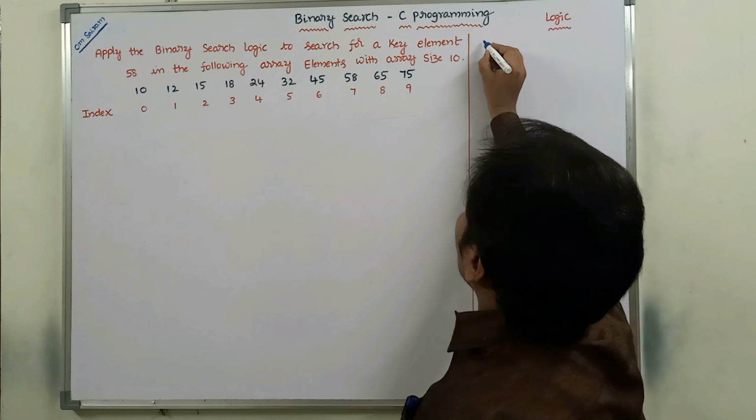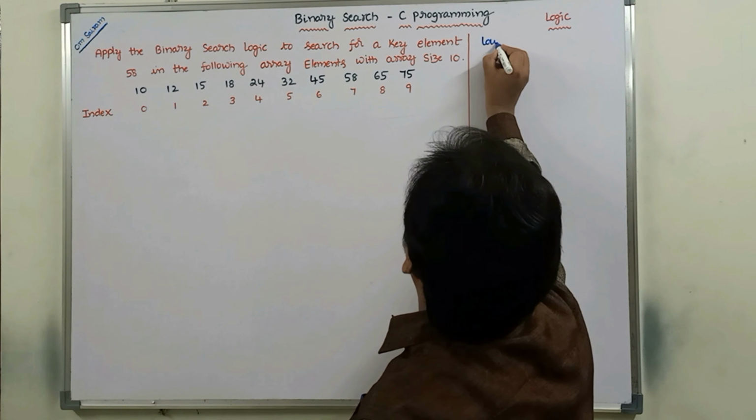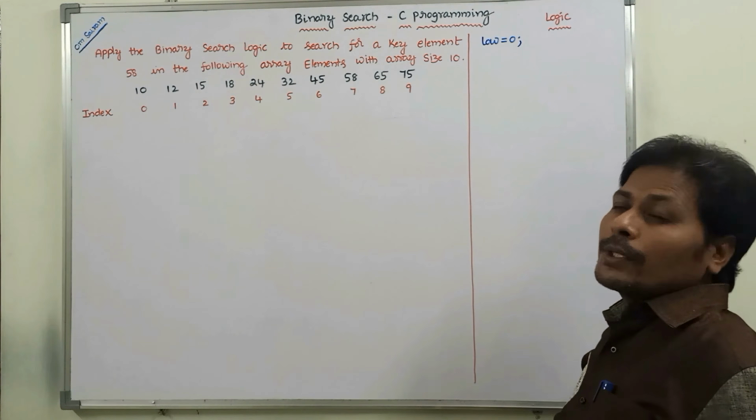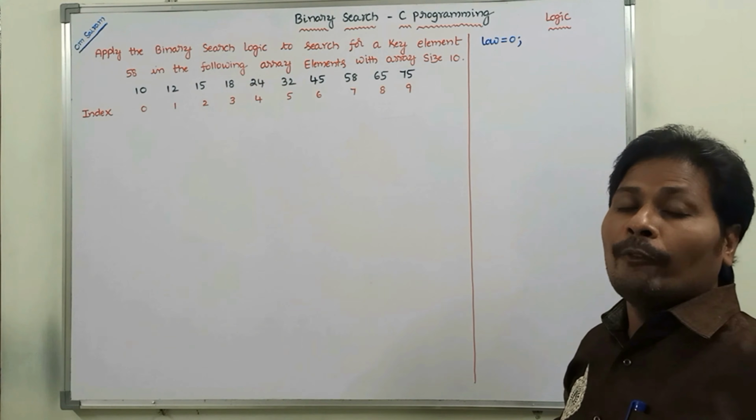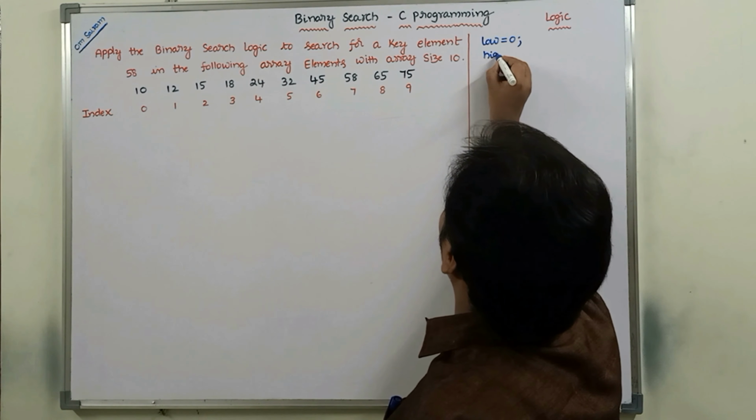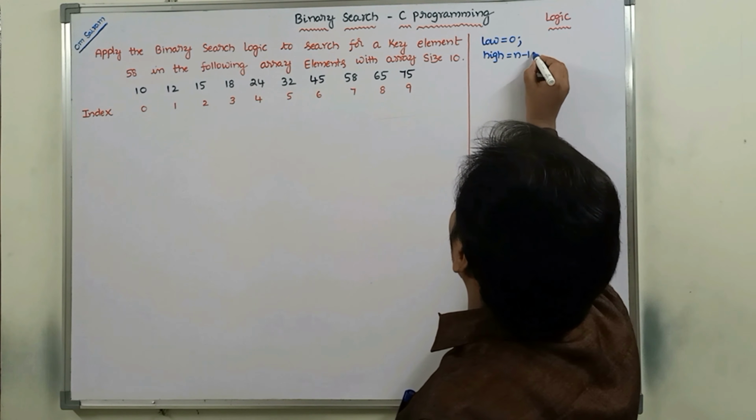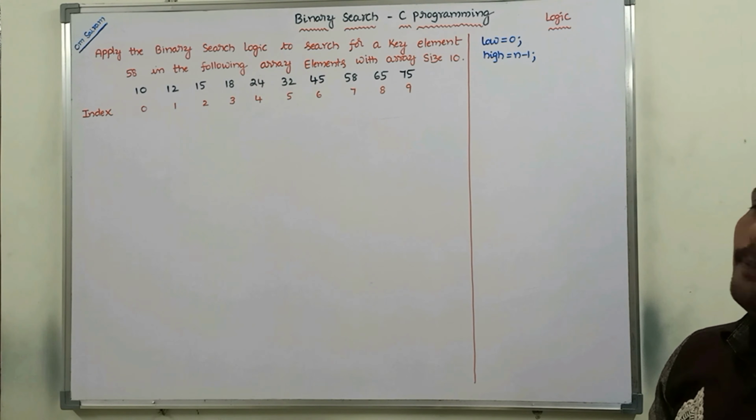So the logic begins here. First, low is equal to 0, semicolon. So index 0 can be assigned to the variable low. Next, high is equal to n minus 1. The n minus 1 index can be assigned to the variable high.